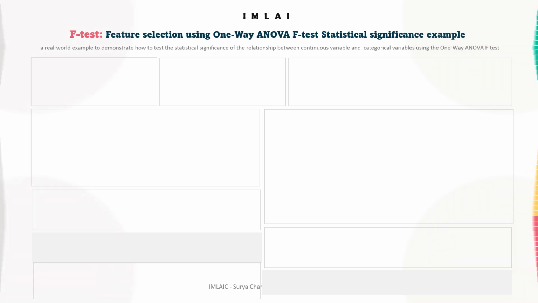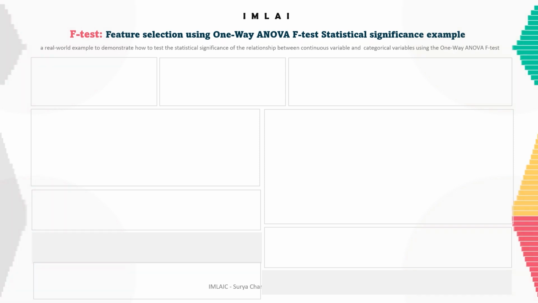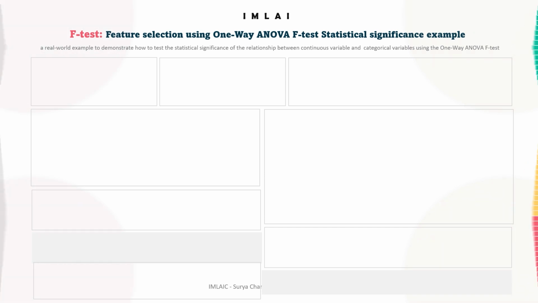To put it in simple words, we're going to do feature selection using the one-way ANOVA F test where categorical and continuous variables are involved. So let's begin with the first step.